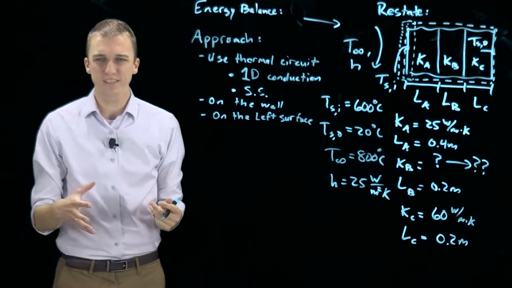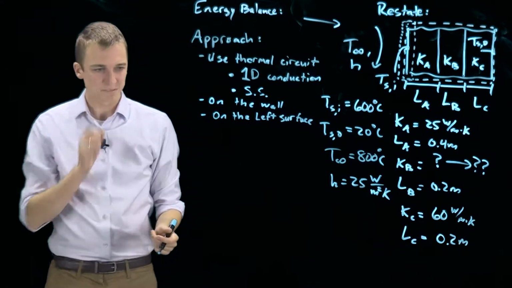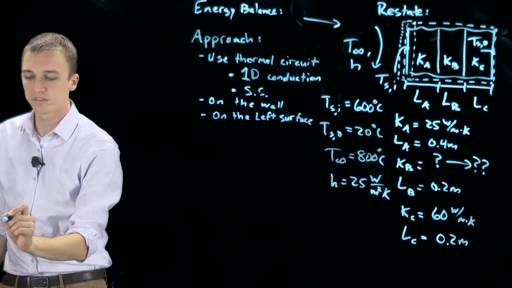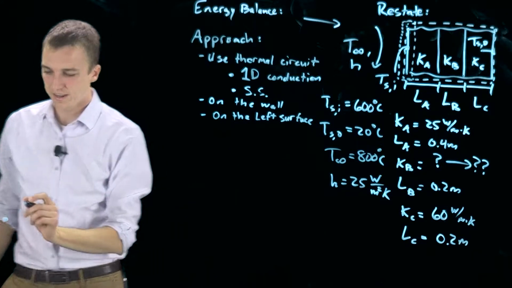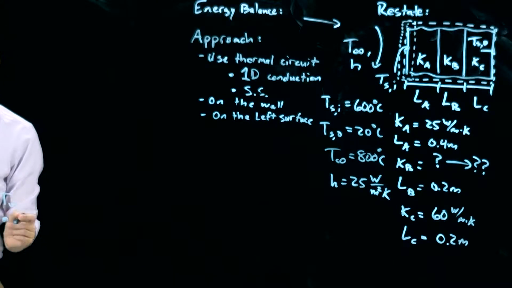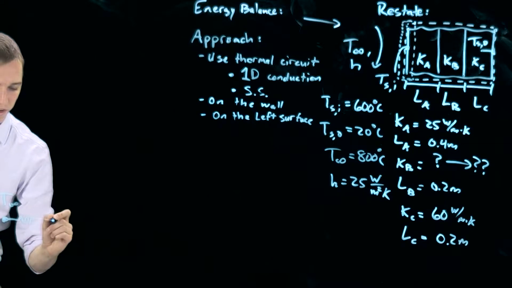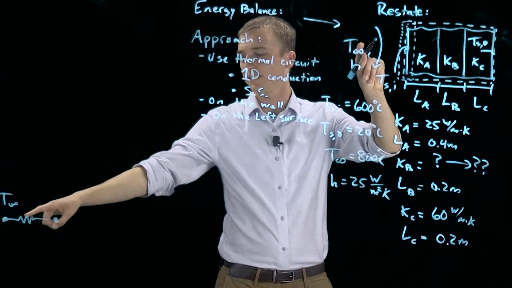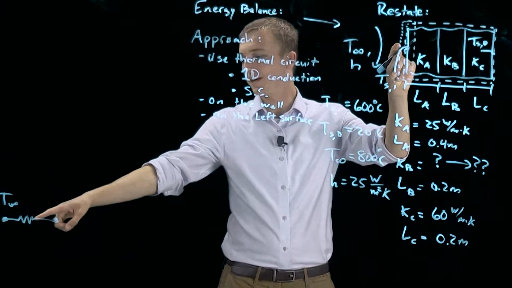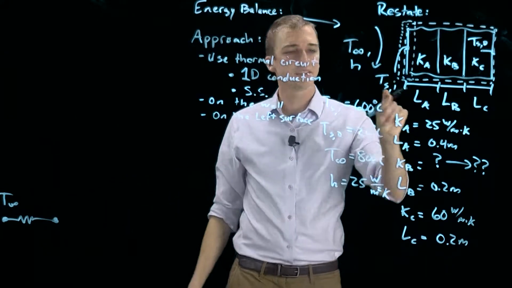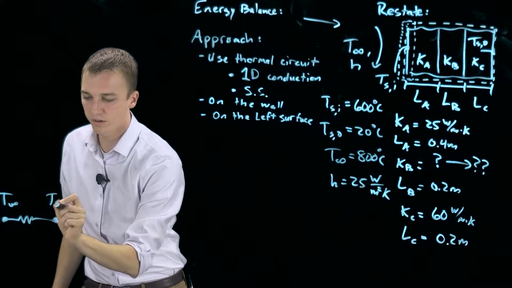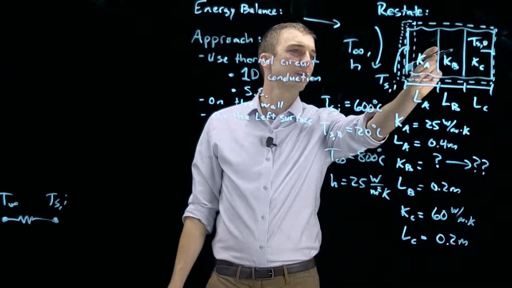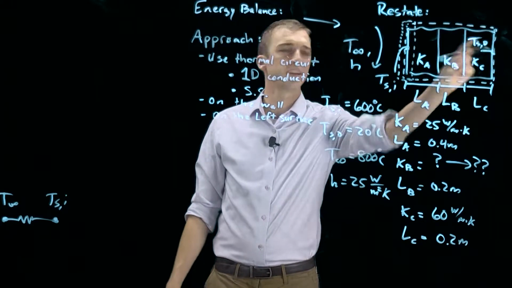So let's actually build our thermal circuit. We're going to do that down here. First, we draw our nodes, where our first node is T infinity. We draw our resistor. So there's our first node corresponding to this. We draw a resistor representing convection at this wall, and then the temperature of that wall is our next node, or Ts,i. Then we have conduction from here to there, and here to there.